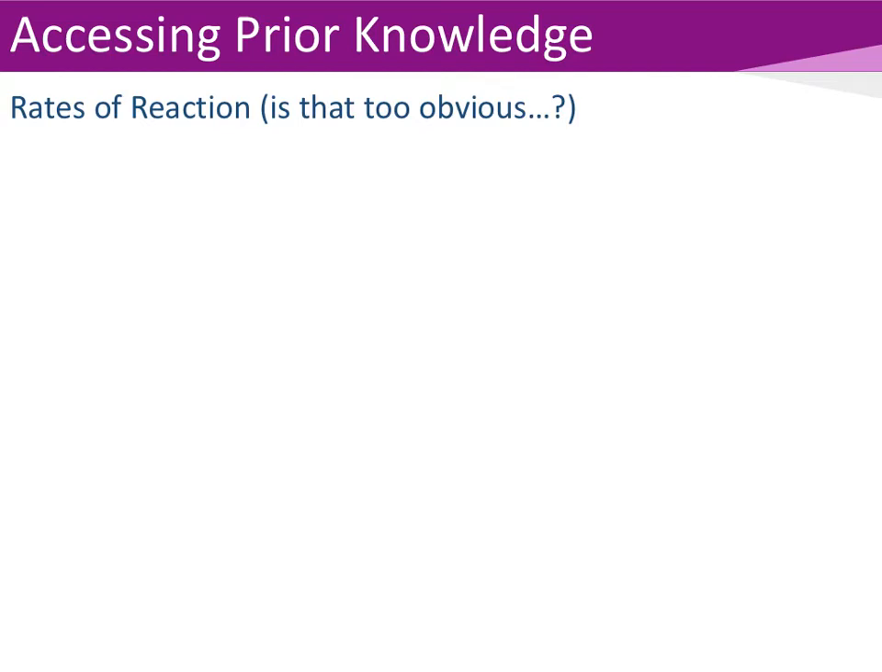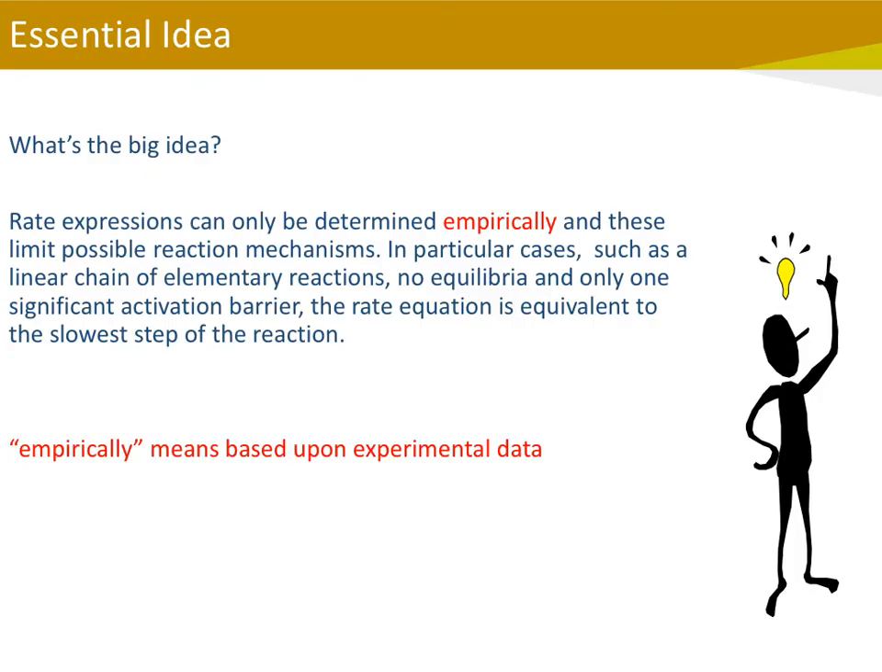In terms of accessing your prior knowledge, rates of reaction will be important as a big general overarching concept. And yes, I realize it's a bit obvious, but remember some things that affect rates of reaction. The big idea for 16.1, rate expressions, which is a term we'll get familiar with throughout this video: rate expressions can only be determined empirically, and these limit possible reaction mechanisms.